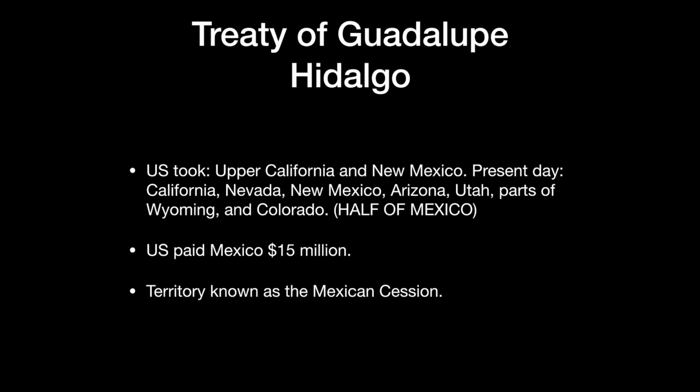On February 2nd, 1848, the two nations signed the Treaty of Guadalupe Hidalgo. In the treaty, the United States gained what was called Upper California and New Mexico. These are the present-day states of California, New Mexico, Arizona, Nevada, Utah, and parts of Wyoming and Colorado. Additionally, the Rio Grande was established as the border between Texas and Mexico. In return for taking half of Mexico's entire territory, the United States also agreed to pay them $15 million, which kind of seems like a small price to pay when you're taking literally half of an entire country. The territory gained in the treaty is known as the Mexican Cession.